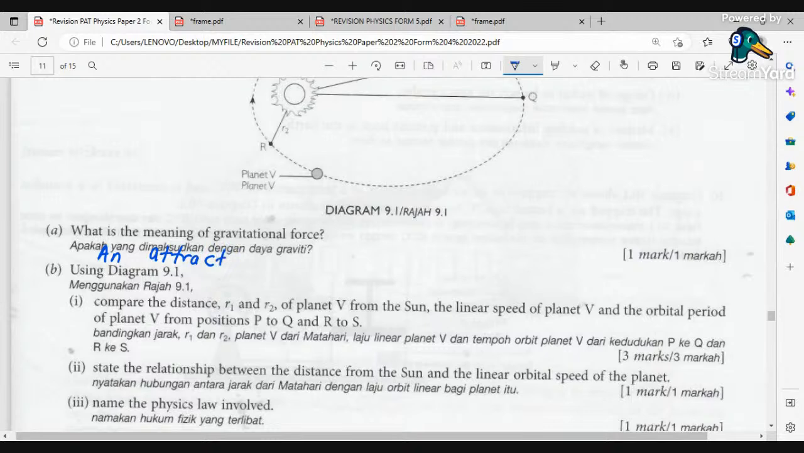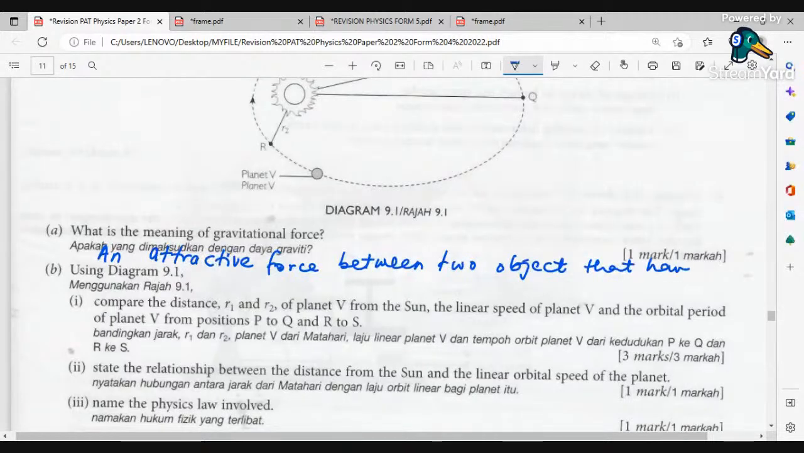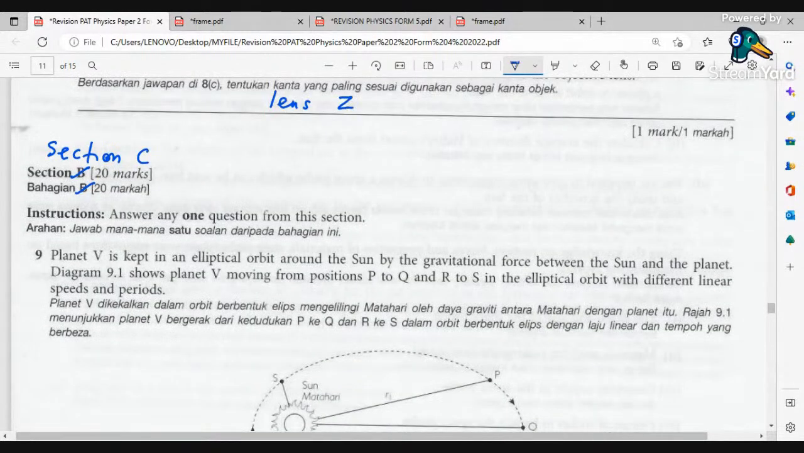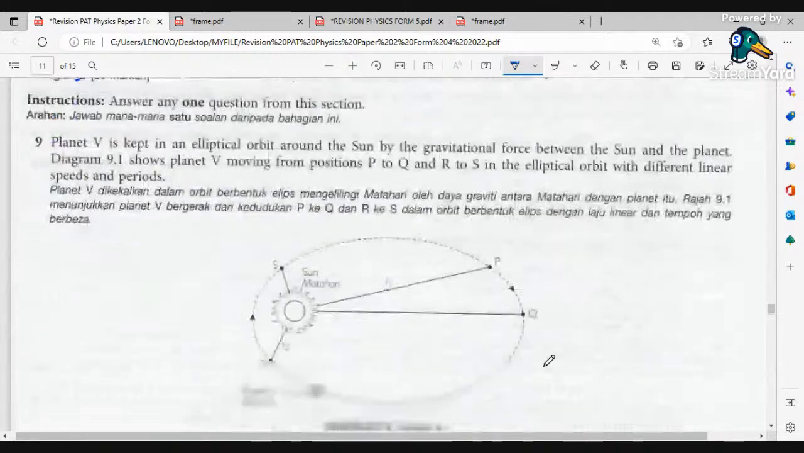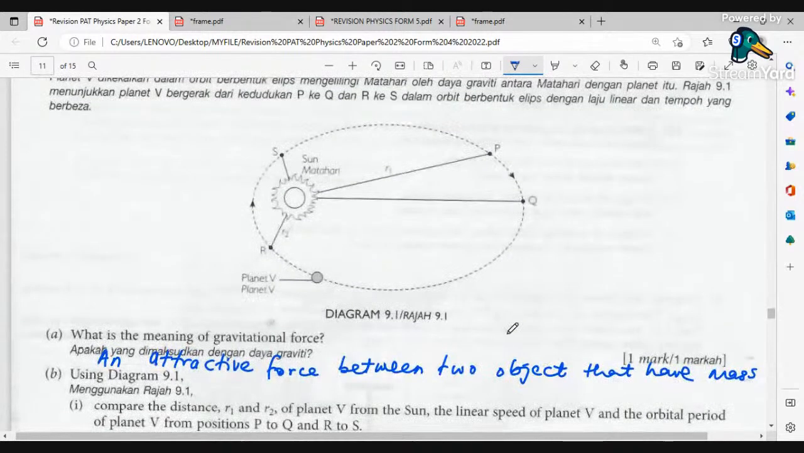If force between two objects, then nice. Okay. Gravitational force actually is attractive force.